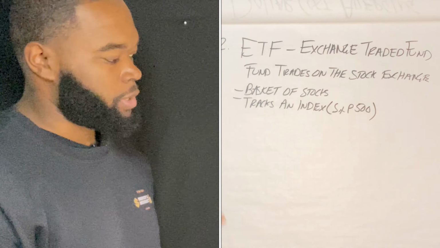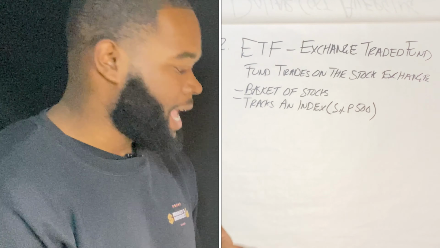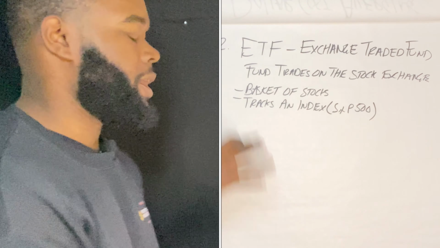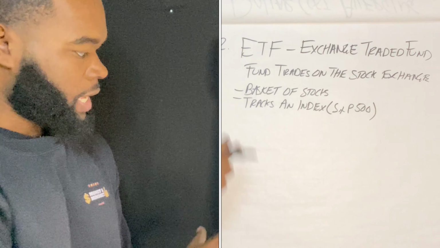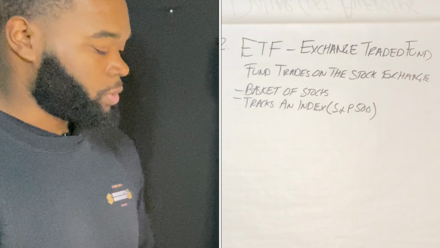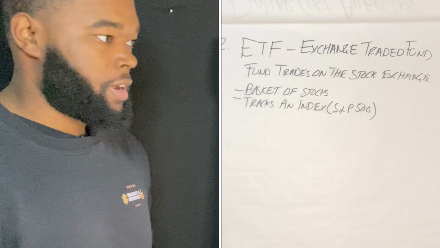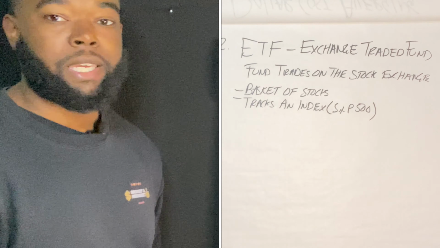You've probably heard of it before. You ever heard of the S&P 500? You ever heard of the Dow? You ever heard of the NASDAQ? Those are the three main indexes that most people follow and track. Here's what's great about this: you already diversify. When you buy an ETF, you buy a basket of stocks, so you already diversify across multiple stocks at one time, depending on the type of ETF that you get into.